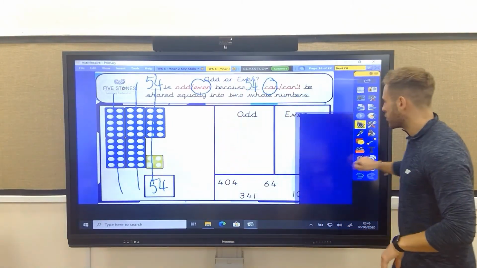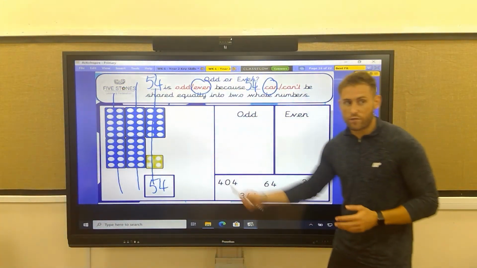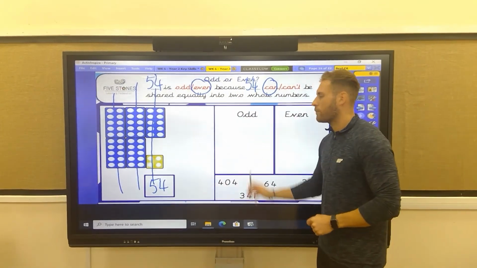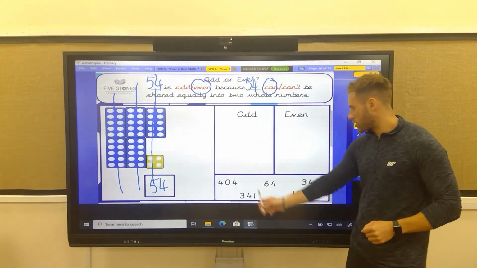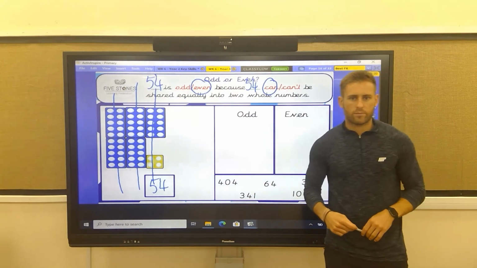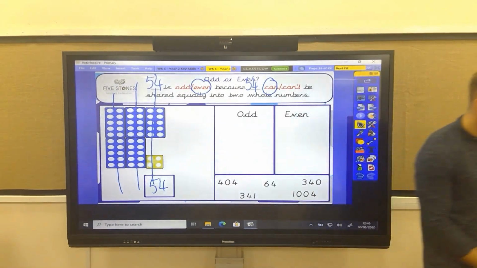So now, use that knowledge and your knowledge of 4 in the 1s column to help figure out whether these numbers at the bottom are odd or whether they are even. Okay, off you go.